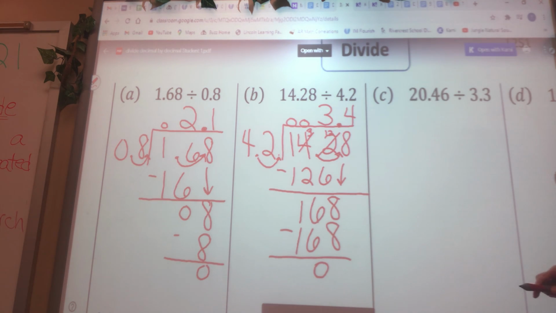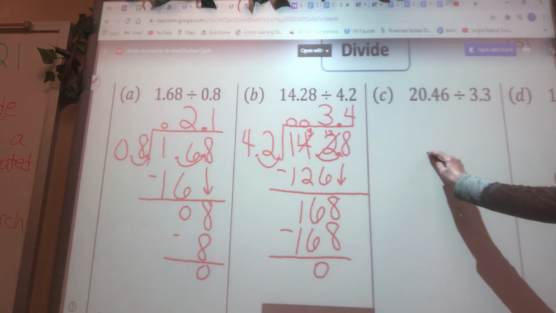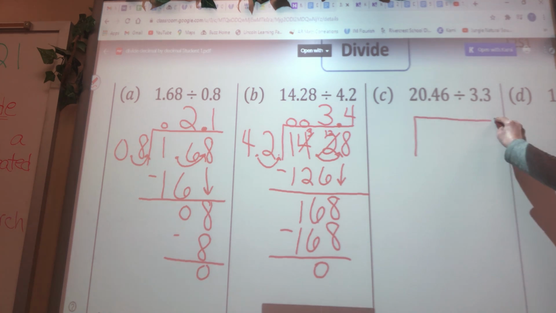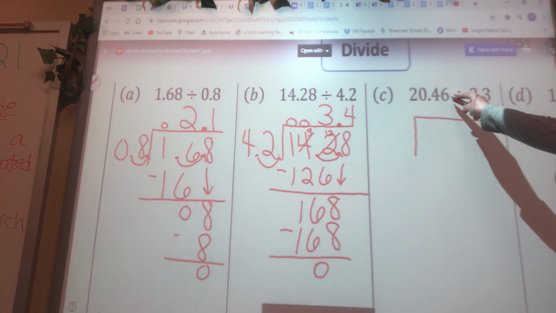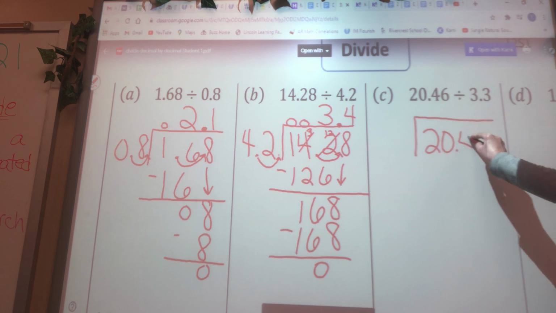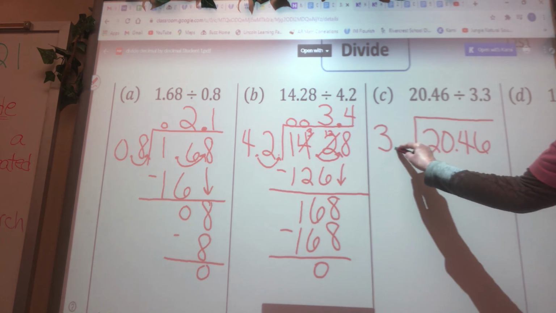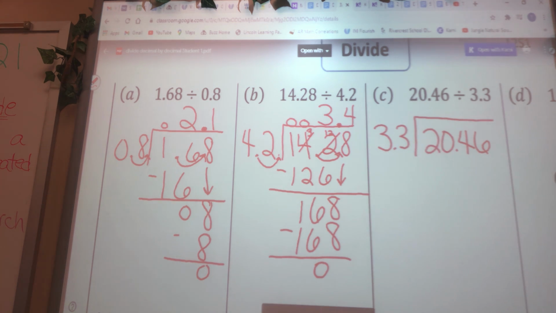Okay, on the next one. Always when it's horizontal, go ahead and set it up with your standard division. 20 46/100 divided by 3 3/10. Well, we said it's easier to look at your divisor like a whole number.